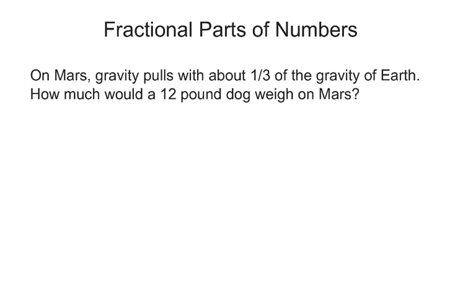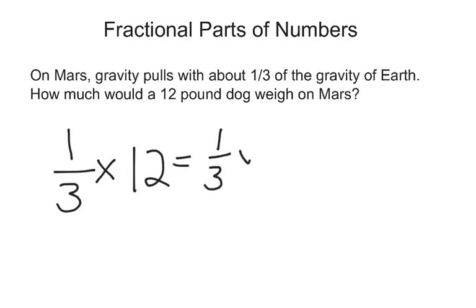Let's try another problem. On Mars, gravity pulls with about 1/3 of the gravity of Earth. How much would a 12-pound dog weigh on Mars? Well, writing out the problem, it would be 1/3 of, and "of" means times. So the dog weighs 12 pounds on Earth. So the dog would weigh 1/3 of those 12 pounds. So the number I'm going to multiply by is 12. 1/3 of 12 pounds. So rewrite that, 1/3 times 12 over 1.